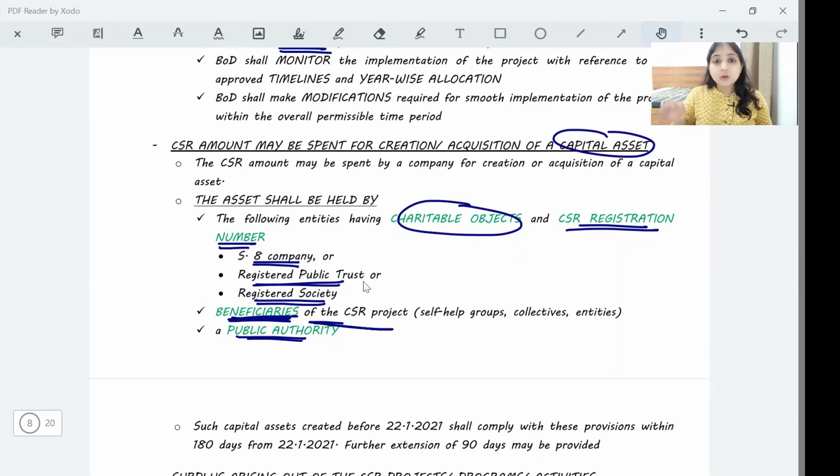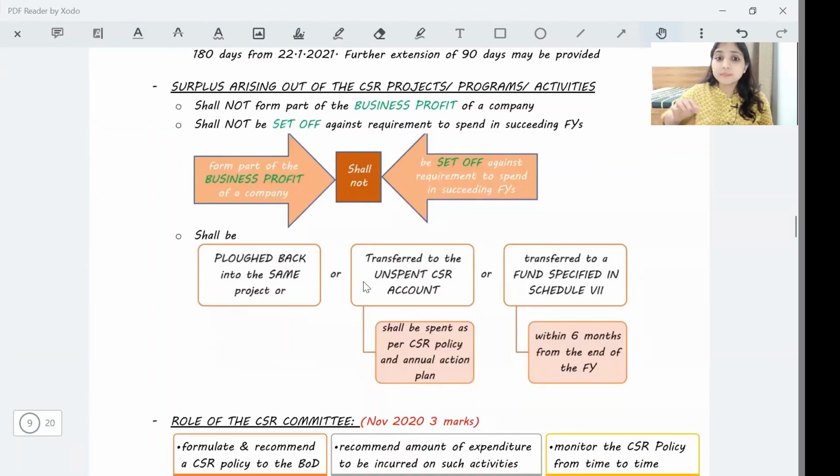The company is allowed to buy the capital asset, and this capital asset will be held by whom? Number one, entities like Section 8 companies, registered trusts, or registered societies having charitable objects and having CSR registration number, or beneficiaries of CSR projects, or public authorities. Okay, now coming to my next point.